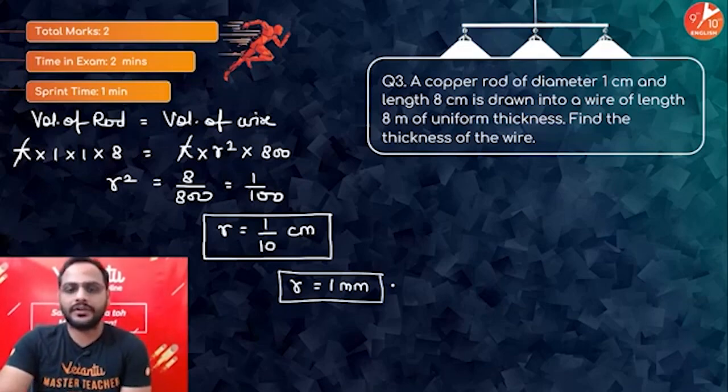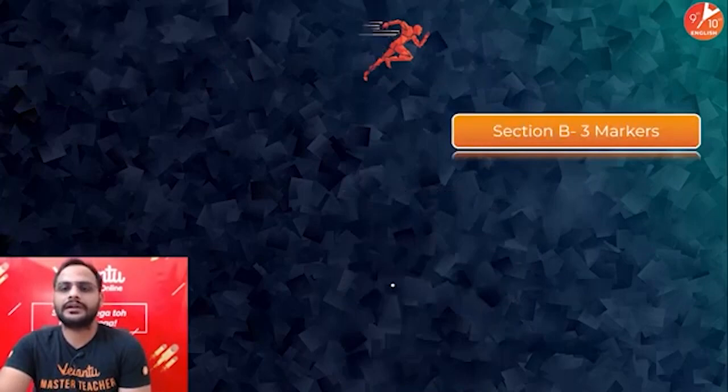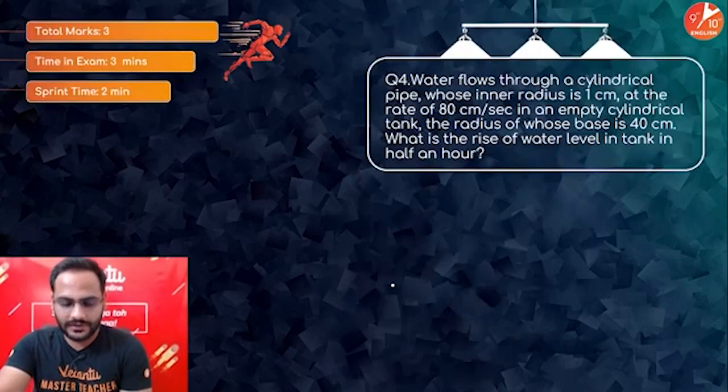0.1 centimeter, or you can say 1 millimeter. Okay? So 1 millimeter will be your radius. Easy question. Let's move ahead, guys.